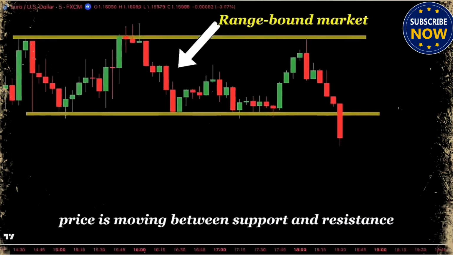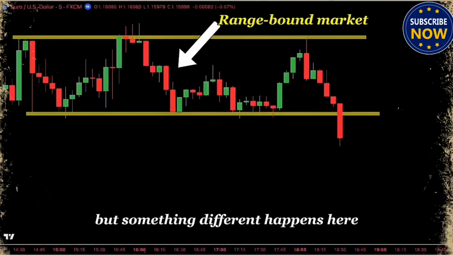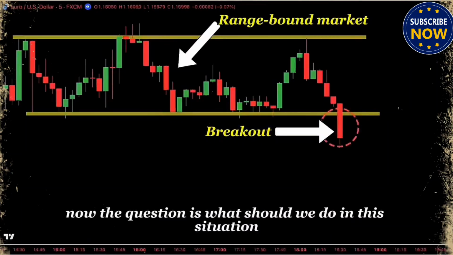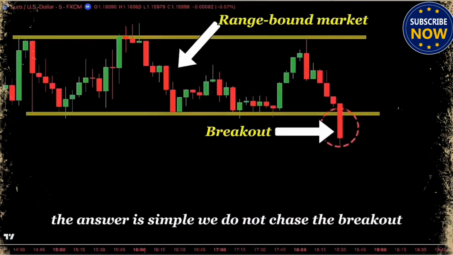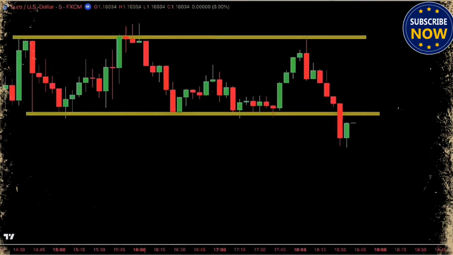Price is moving between support and resistance, just like we discussed earlier. But something different happens here. The market breaks below the range and starts moving downward. Now the question is, what should we do in this situation? The answer is simple. We do not chase the breakout. Instead, we wait for a pullback. Look at what happens next.